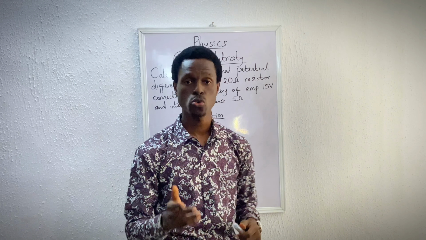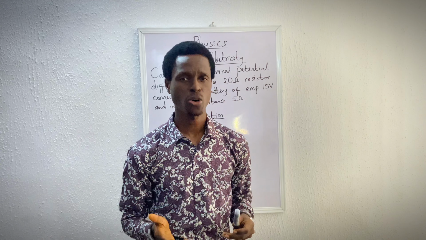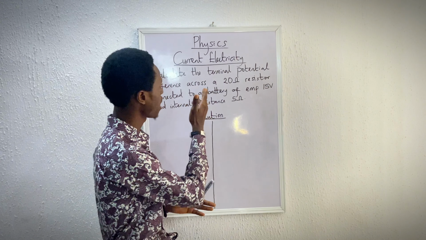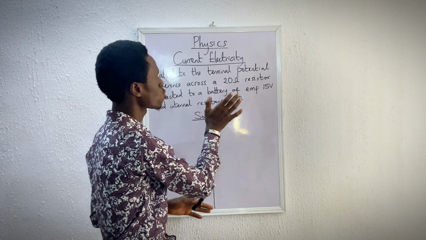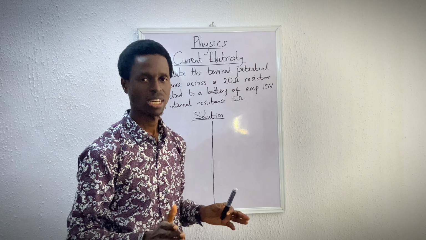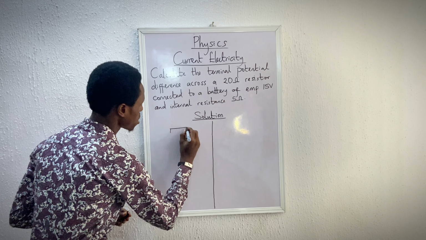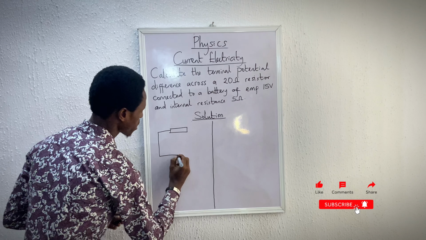Now, for us to solve this problem, it's important that we draw the circuits. This is a simple circuit. According to the question, it is a 20 ohm resistor connected to a battery. So it's as simple as that. The symbol for a resistor is just something like this. So we have a resistor connected to a battery.